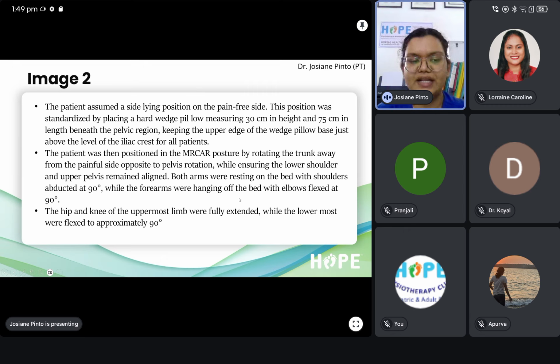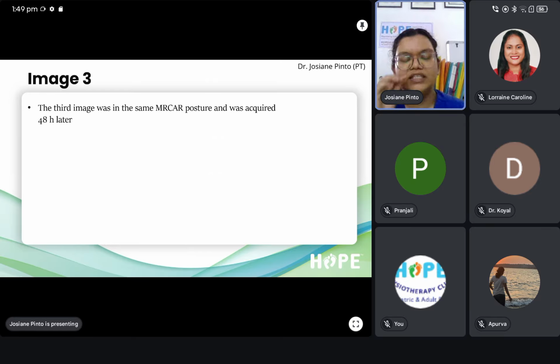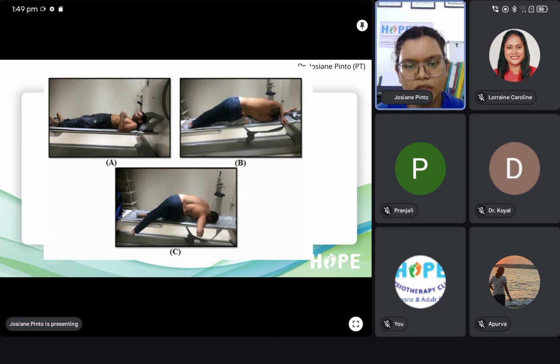Forearms were hanging off the bed with elbows flexed at 90 degrees. The hip and knee of the uppermost limb were fully extended while the lowermost were flexed to approximately 90 degrees. So the hip and knee of the limb that was on top were fully extended, and the one that was lower was flexed to 90 degrees. And the third image was the same posture, but it was only acquired 48 hours later.